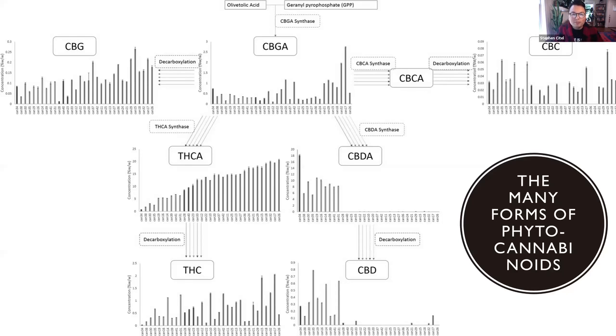So CBGA will turn into decarboxylated CBG. It will turn into THCA, which is the precursor to regular THC that you're familiar with. It turns into CBDA, the acidic form of CBD and one of my favorite phytocannabinoids. Then we have CBCA and so on and so forth. So this is really our mother compound before it turns into all these other phytocannabinoids.